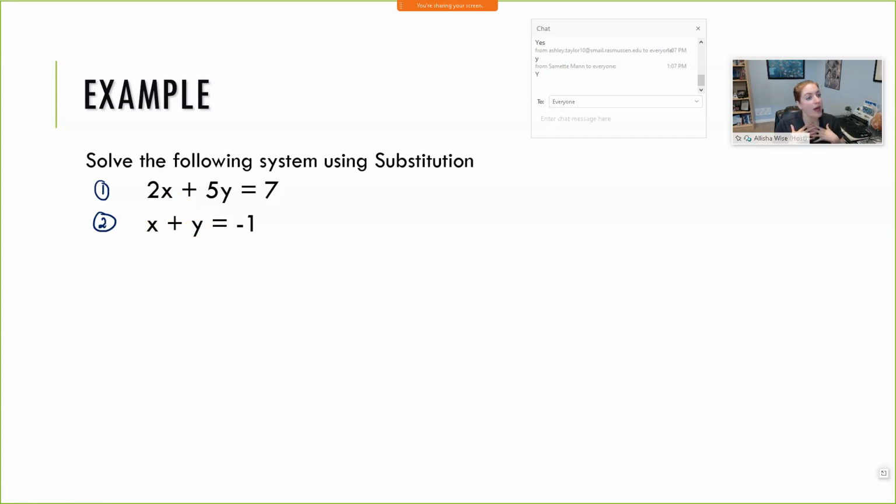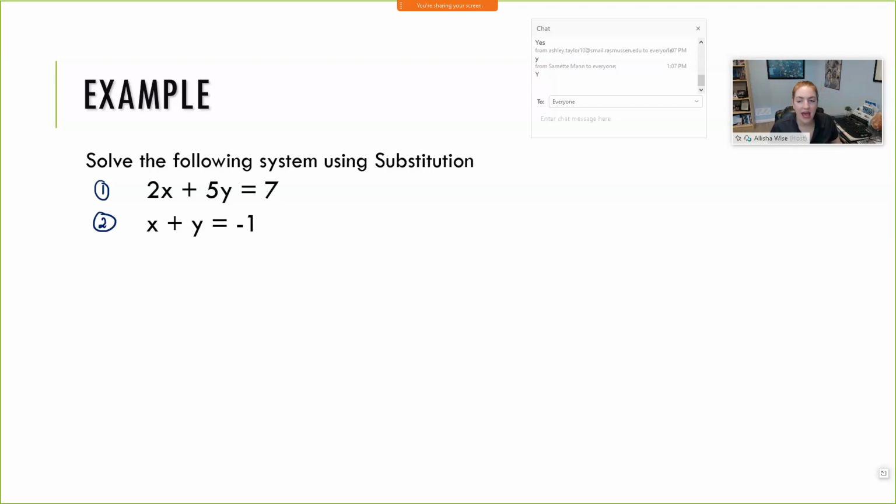So we need to go ahead and rewrite one of these equations so that we do have a variable by itself. That's what we want. So I'm going to look at that second equation, and I'm going to notice that both the x and the y have a coefficient of 1, right? There's that invisible coefficient of 1 in front of those variables. So those would be pretty easy to isolate if I wanted to.